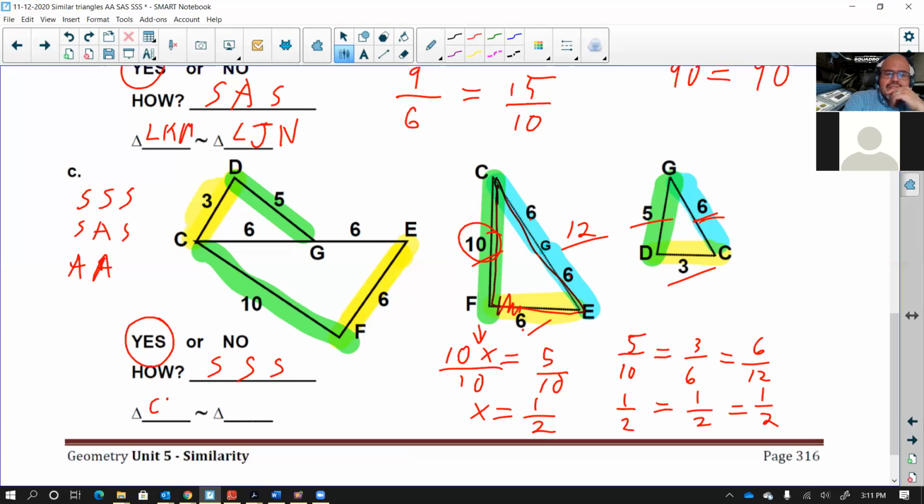Triangle CFE. Wow, I really botched that. And triangle, let's see, GDC. And that's your similarity statement.